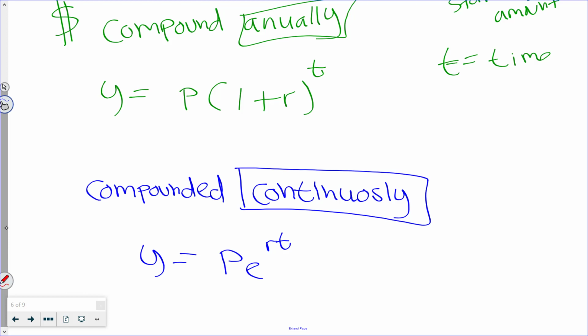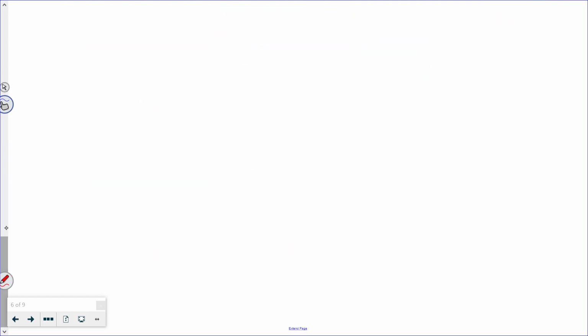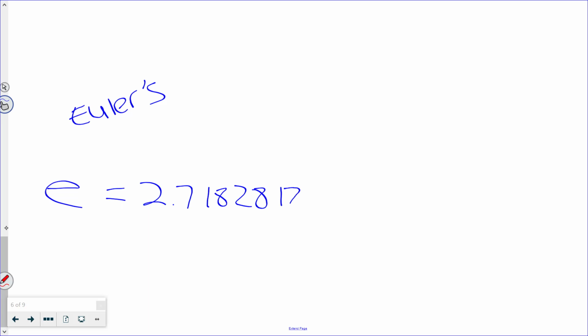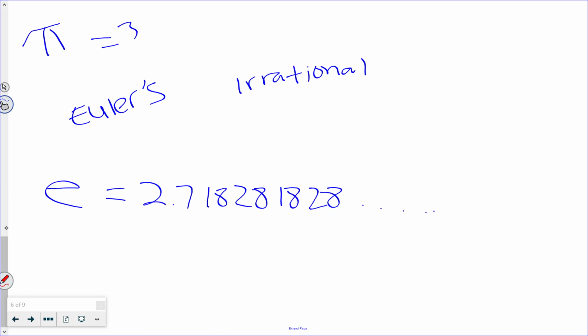So what is E? I'll talk about E real quickly. E is known as Euler's number. It looks like Euler's, but it's pronounced Euler's. It's a constant. The value is 2.71828, dot, dot, dot. It's an irrational number. And it's the second most famous irrational number, the first one being pi. So you all know pi equals 3.14, dot, dot, dot, goes on forever.